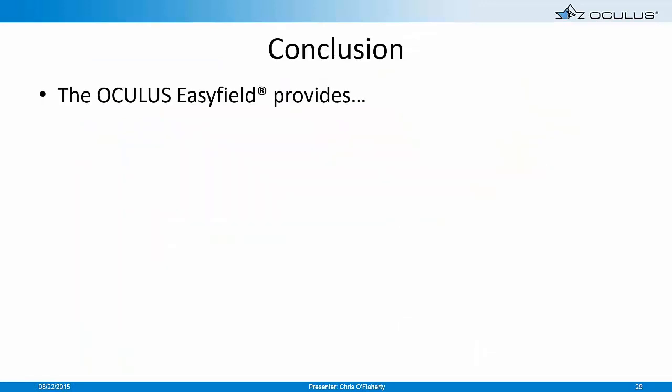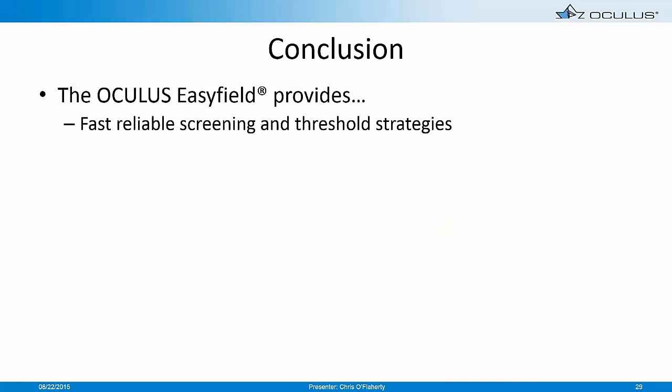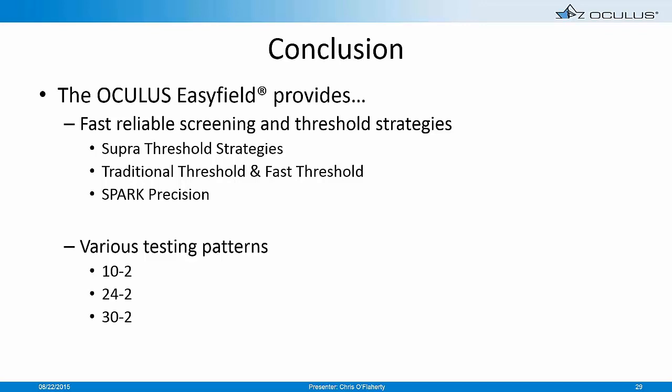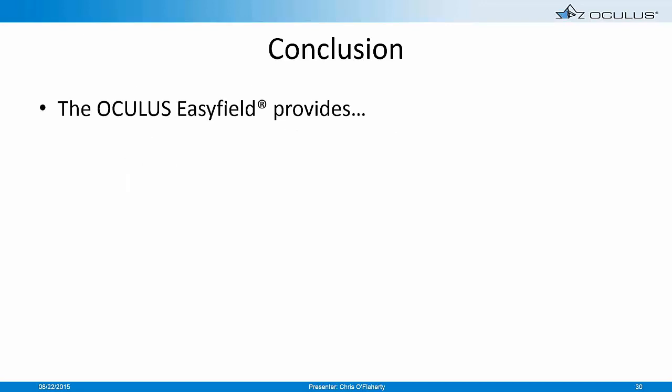So in conclusion, the OCULUS Easyfield gives us fast and reliable strategies. The super threshold strategies or screening strategies, we have our traditional threshold strategies and the very fast, very repeatable SPARC precision test. We have test patterns for testing central vision, screening, glaucoma testing or glaucoma suspect and progression testing, as well as we can make custom test patterns to suit your individual needs.